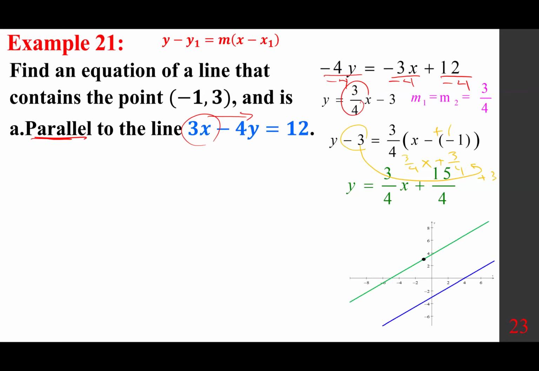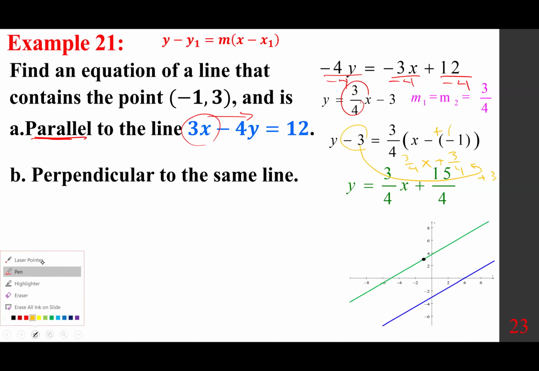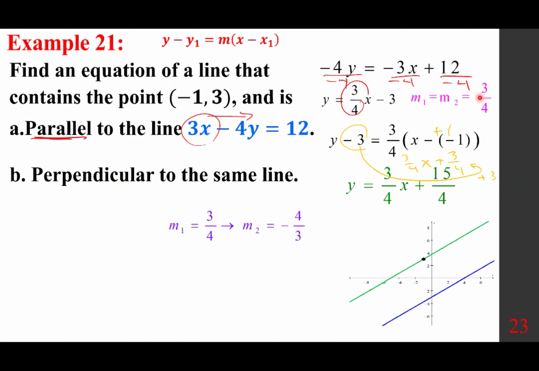Same situation, so those are the two lines in case. Same situation, but we want it to be perpendicular to the same line. So now, if the slope of this line, we showed that it's 3/4, the one perpendicular to it is the negative reciprocal of this number, negative 4/3, everybody, negative 4/3. And so y minus y1, that means y minus 3 equals m, which is negative 4/3 times (x minus minus 1), or x plus 1. And we're going to simplify it.